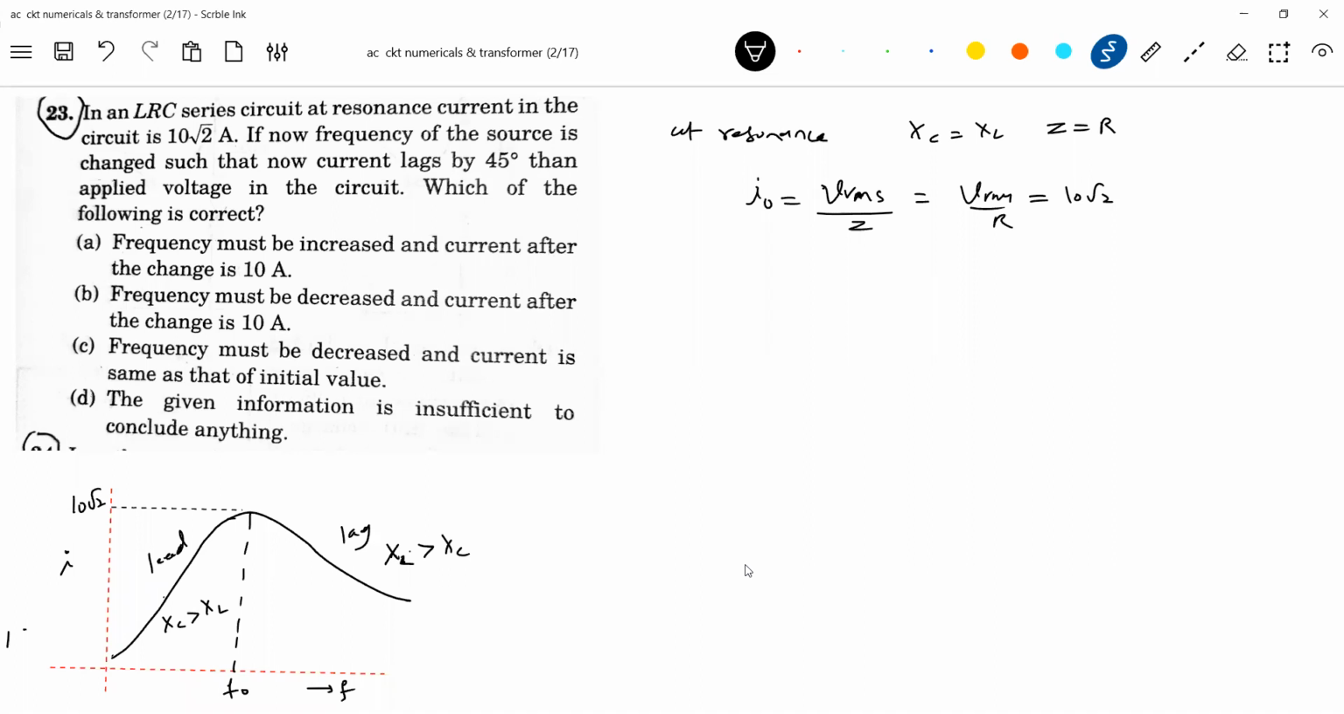Now, after increasing, when I increase the frequency, when omega is made greater than omega naught, then XL will become greater than XC. Then what is the phase angle of the circuit? Tan phi should be equal to XL minus XC by R. Now the current lags by the phase angle. What is the phase angle given? 45 degrees. So the phase angle is given as 45 degrees. So this should be equal to 1, XL minus XC by R.